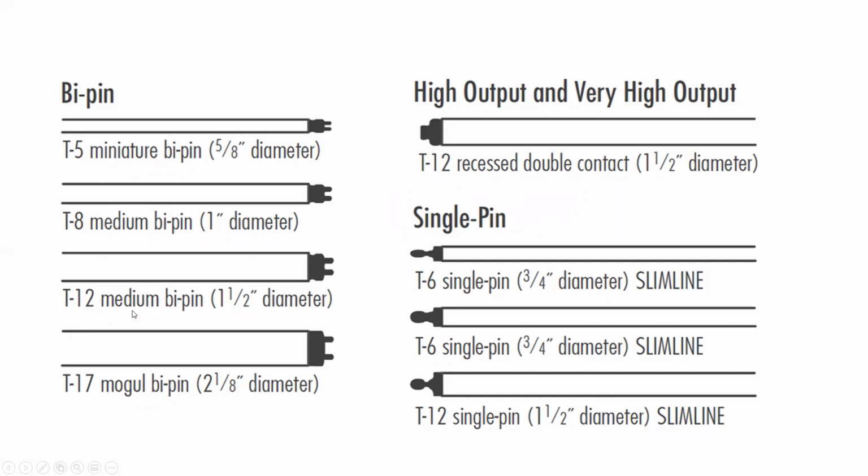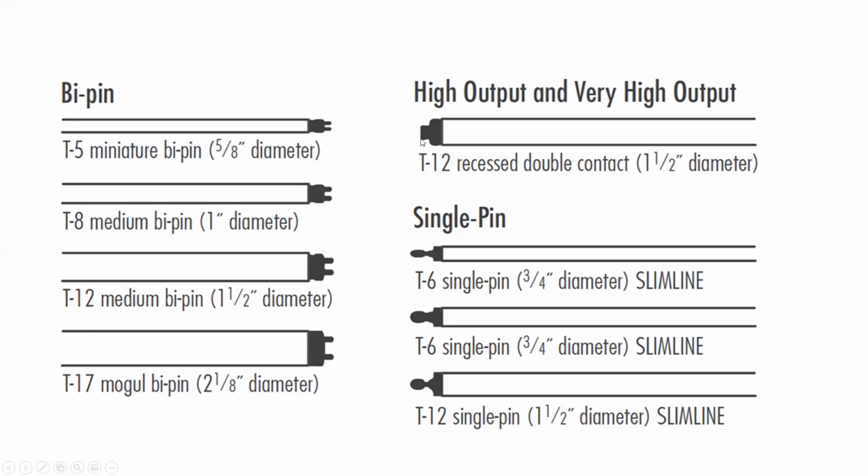T12, which was the most common until probably the mid-90s, is quite a large type of tube, and this is 1.5 inch diameter. Most people are replacing T12s with T8s and T5s, but that typically means that the entire fixture has to be replaced because a T12 consumes more energy than a T8, and a T8 consumes more energy than a T5 for the same output of light in lumens.